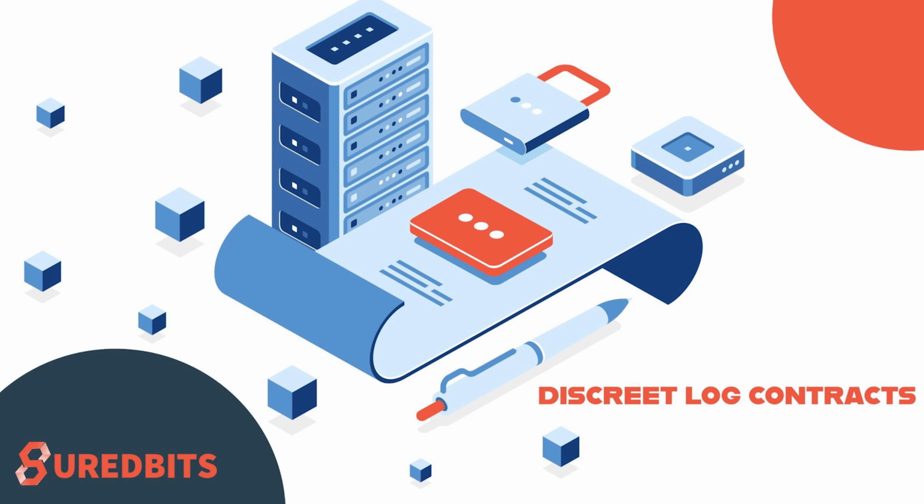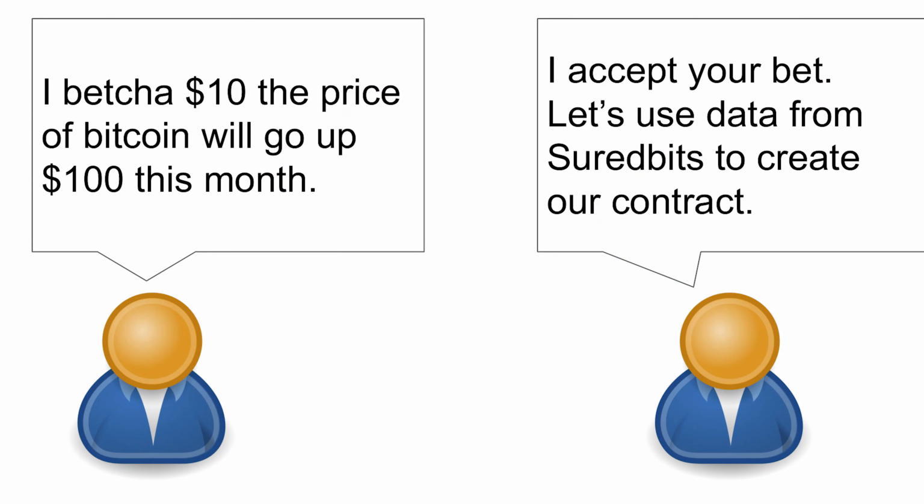A startup called Shirred Bits is using data swaps to create a type of smart contract called a discrete log contract. These smart contracts allow you to create contracts to pay someone or get paid, depending on what a third party says. The example they often give is a futures contract. Suppose you make a contract with someone that if the price of Bitcoin rises by $100 over the next year, they pay you $10. Otherwise, you pay them $10. This is a futures contract.